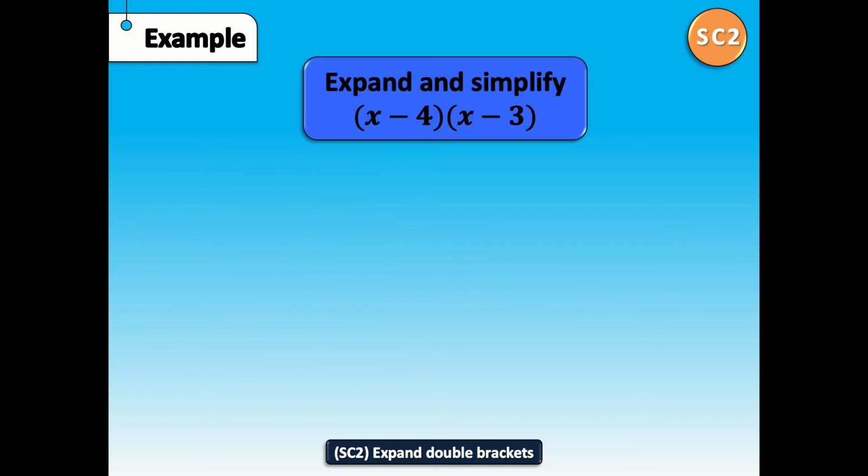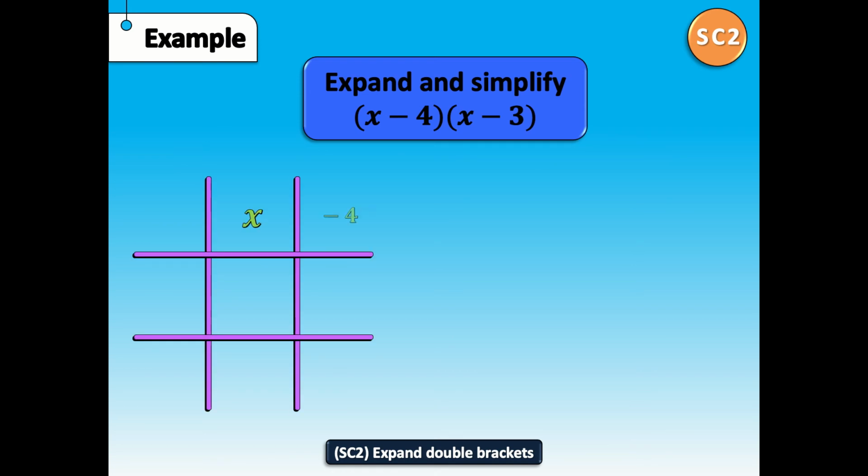Here's another example. So we want to times x minus 4 by x minus 3. So we set up a grid method. X times x is x squared. X times minus 4 is minus 4x. X times minus 3 is minus 3x. And minus 4 times minus 3 would be positive 12. Remember, when you multiply two negative numbers together, they make a positive number.